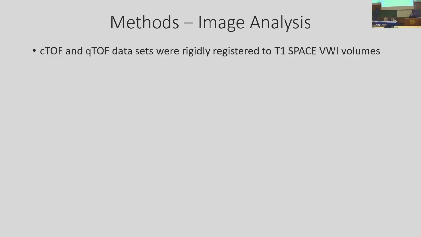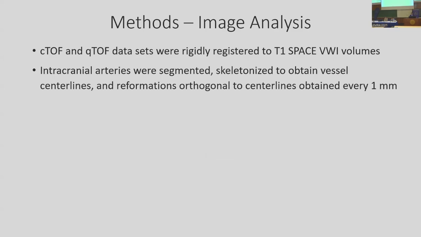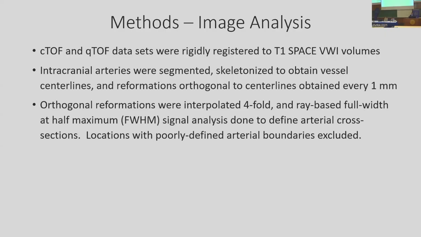We registered the MRA data sets to the T1 SPACE vessel wall imaging volumes. We segmented the intracranial arteries, we skeletonized them to obtain vessel center lines, and we created reformations orthogonal to these vessel center lines every 1 millimeter. These reformations were interpolated, and we used an objective and automated full width at half maximum based signal analysis to define arterial cross sections on each one of these reformations. And we did exclude some cross sections where we couldn't reliably identify arterial boundaries.